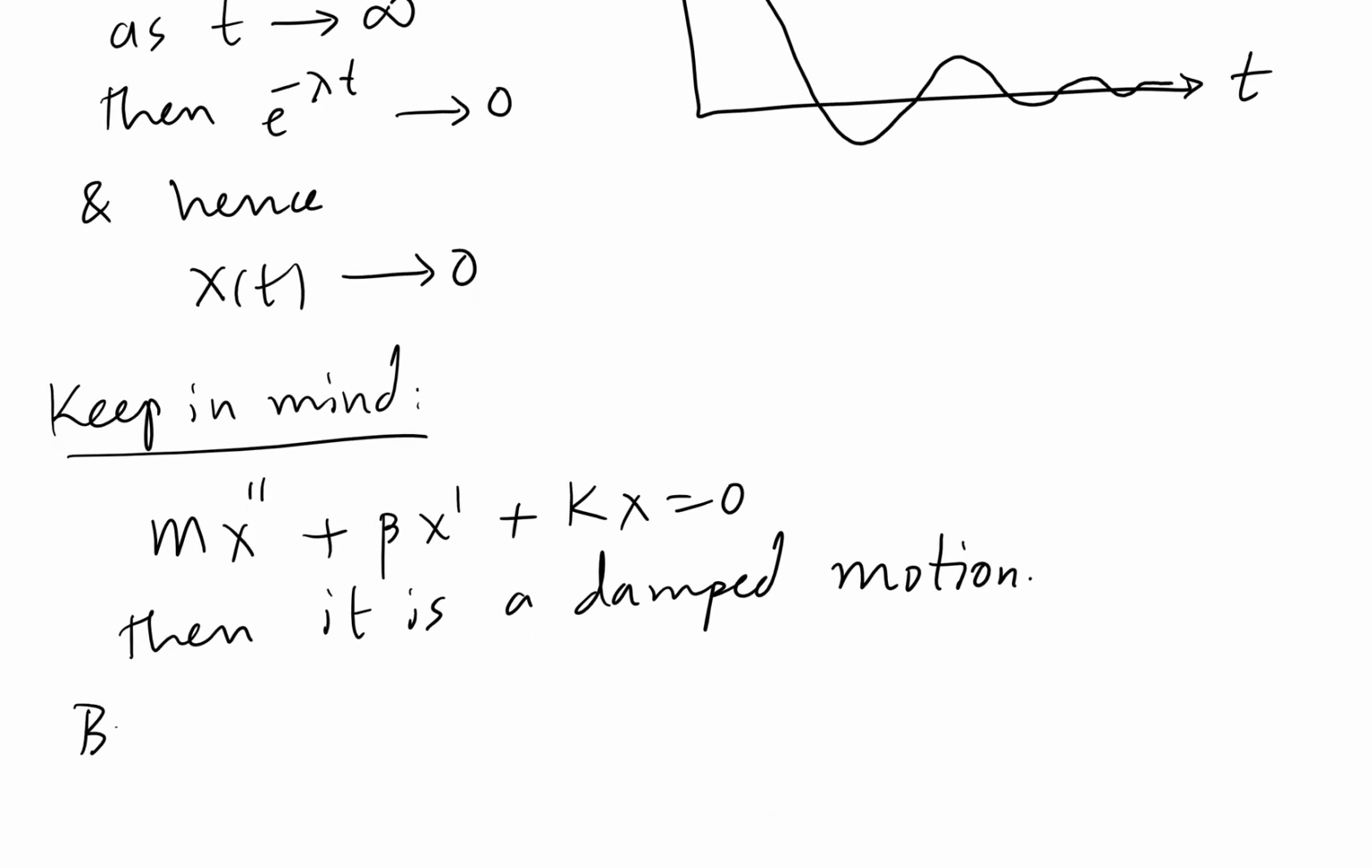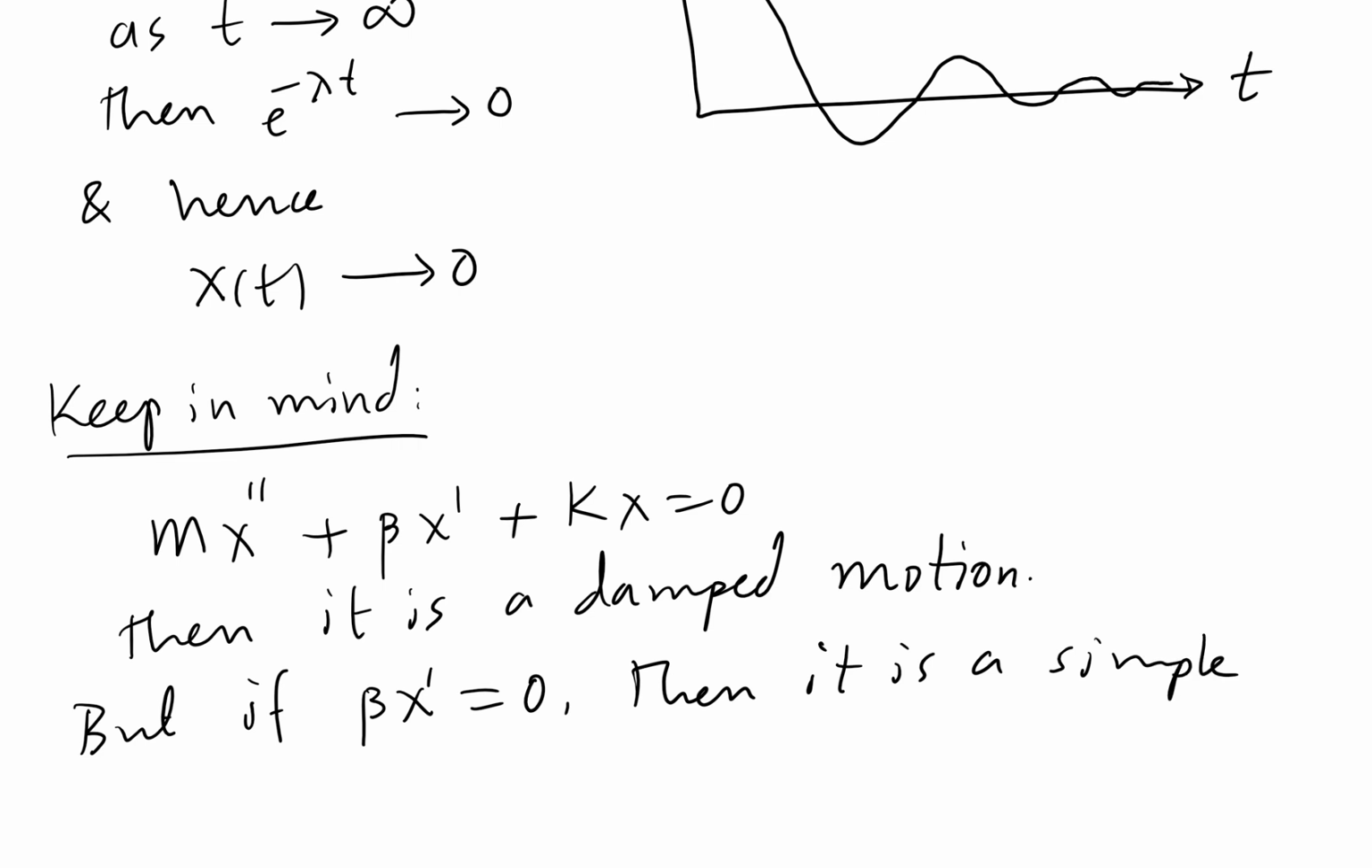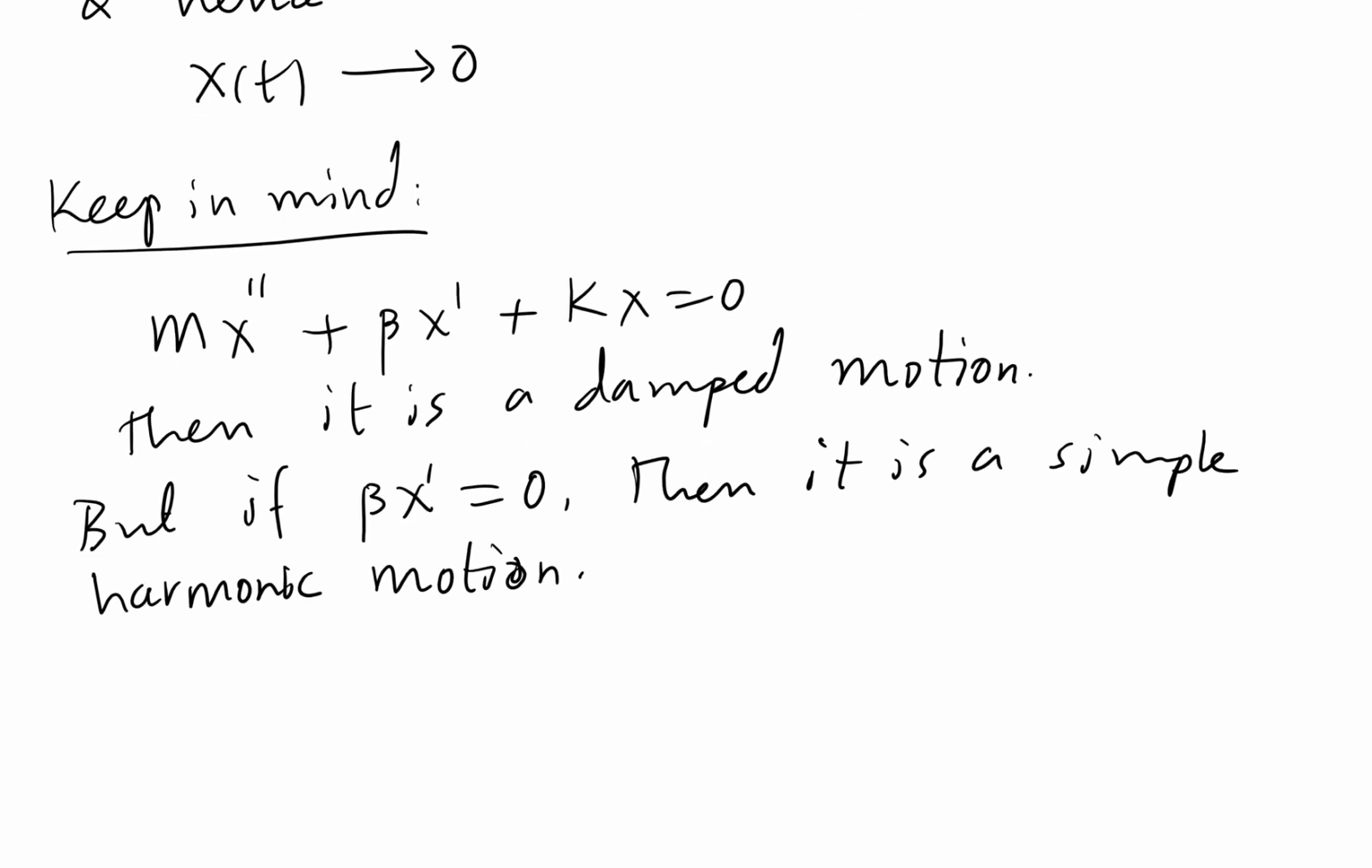But if the beta x prime term is 0, then it is a simple harmonic motion. Yeah, harmonic motion. That's the previous section. That's the difference between the previous section and this section. So we want to learn how to solve this kind of differential equation.